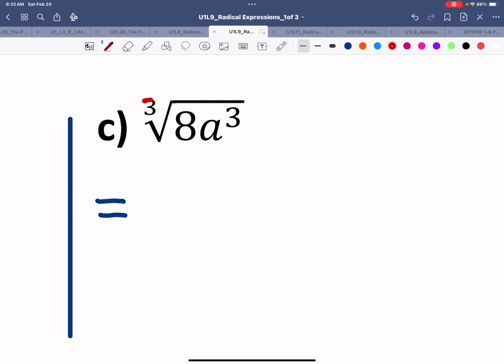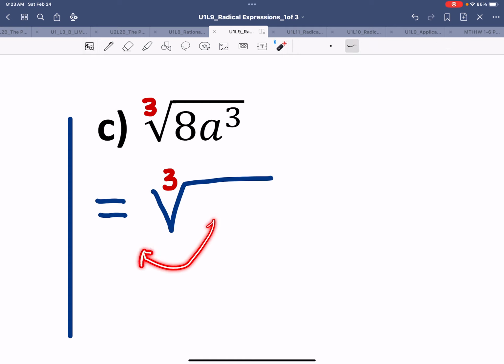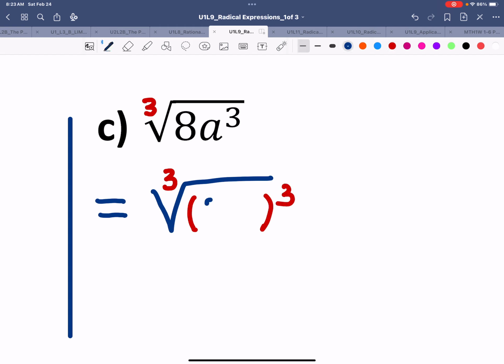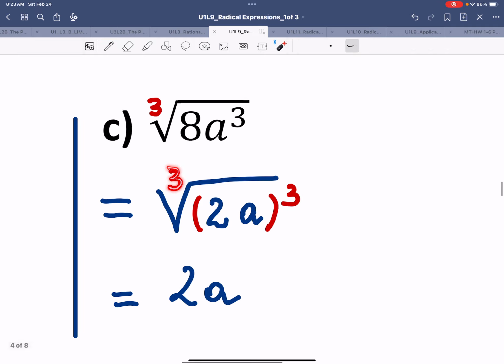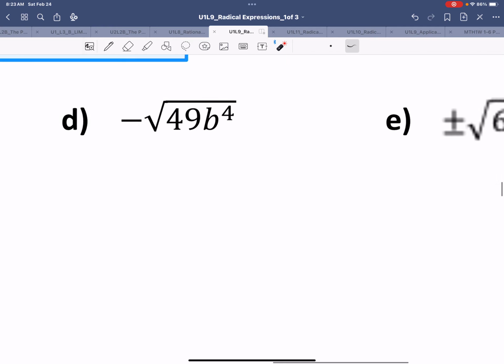So again, we have an index of 3. Remember that when the index is odd, we do not have to worry about ensuring that the term outside the radical is positive. So we're going to need a perfect power of 3 here. Number 8 will need a base of 2, and a is simply a. So the answer would be, 3 and 3 simplify, 2a. This can be positive or negative, it doesn't really matter. That's an odd index, that's why. Continue on with the next question.